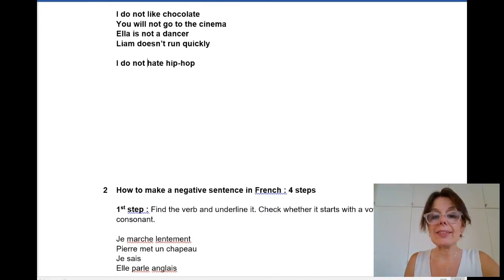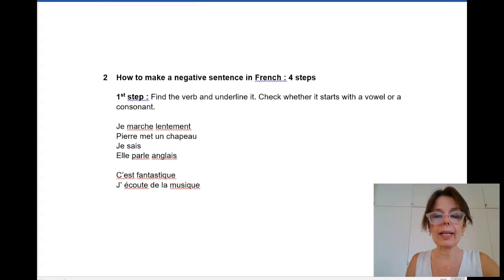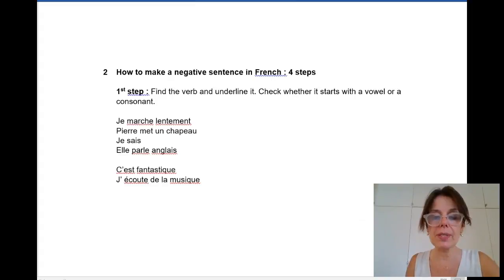To make a negative sentence in French, there are 4 steps to follow. Let's have a look at the first step. The first step is a bit difficult because you have to find the verb and underline it. Then check whether it starts with a vowel or a consonant. Why is it difficult to find a verb? Because even in English, we are not always sure.